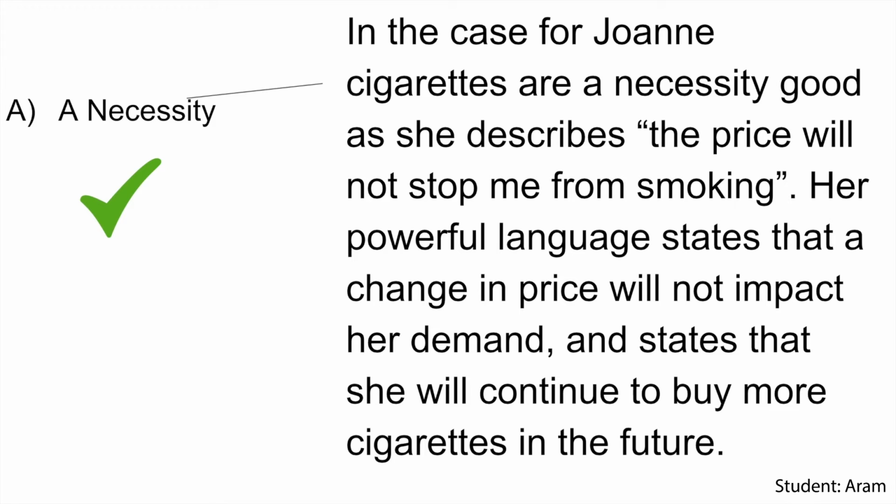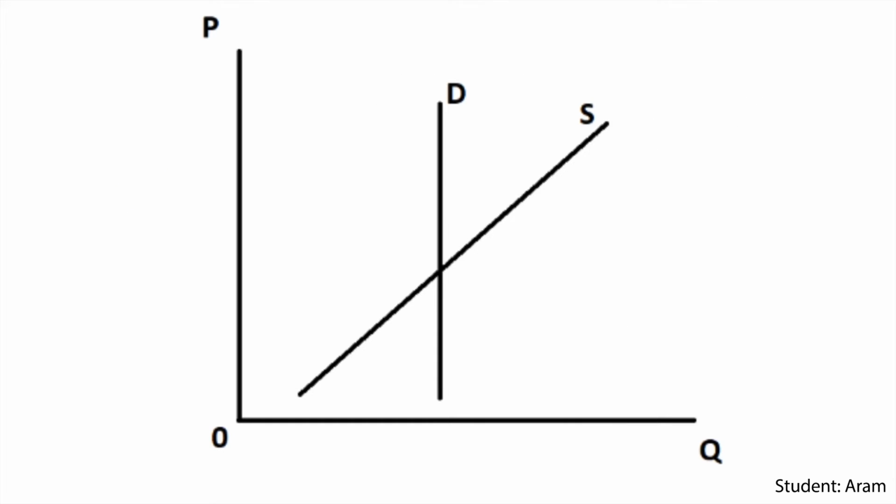Her powerful language from the extract states that a change in price will not impact her demand and states that she will continue to buy more cigarettes in the future. The supply and demand curve on the screen represents this scenario. The graph shows that even with an upward change in price, the demand for cigarettes remains the same. This means that the demand is perfectly inelastic, which is normal for necessity goods.